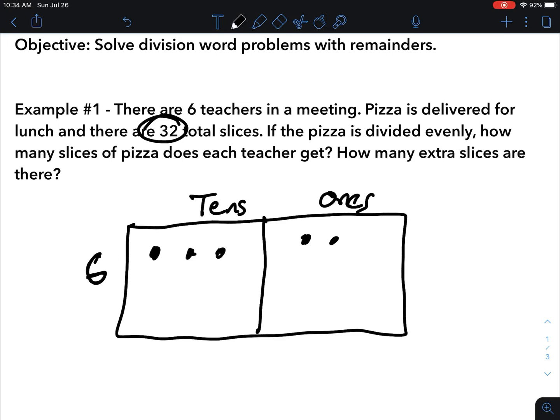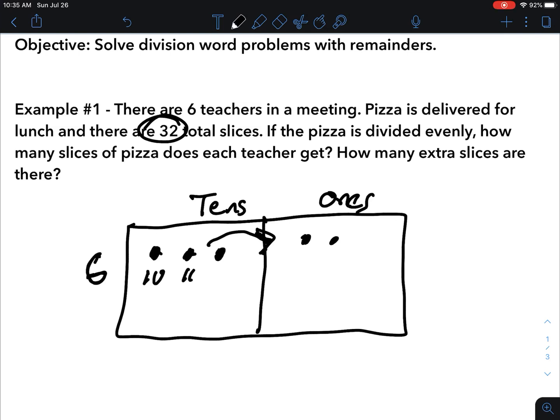So I have to divide this into 6 groups. Can I do that? No, because I only have 3. So what you would do is, and this is tricky, so I don't recommend this right now. I'd recommend one of the first 2 strategies, but I'm just showing you this: if you don't have enough, these have to go over here.